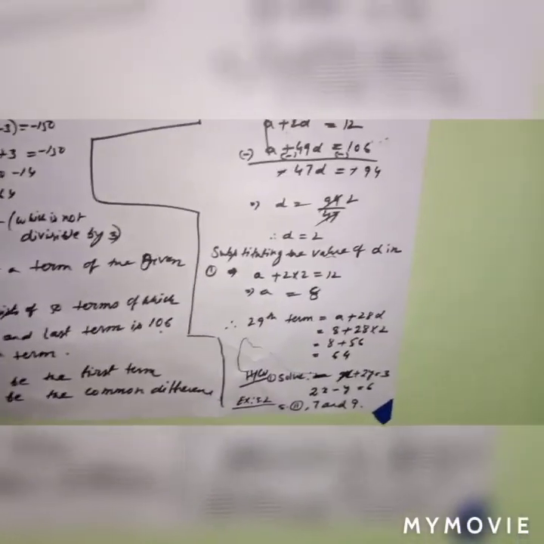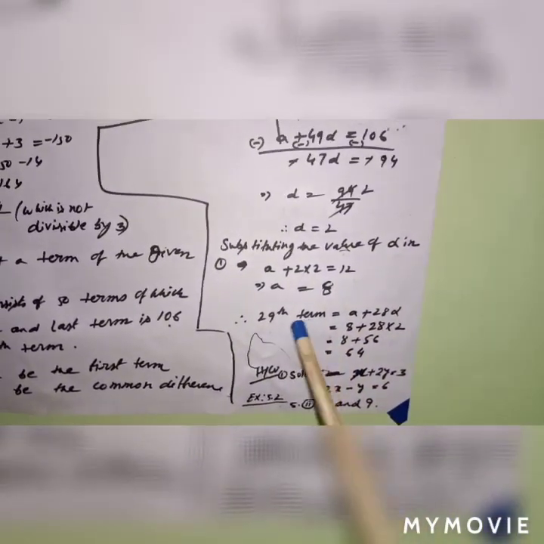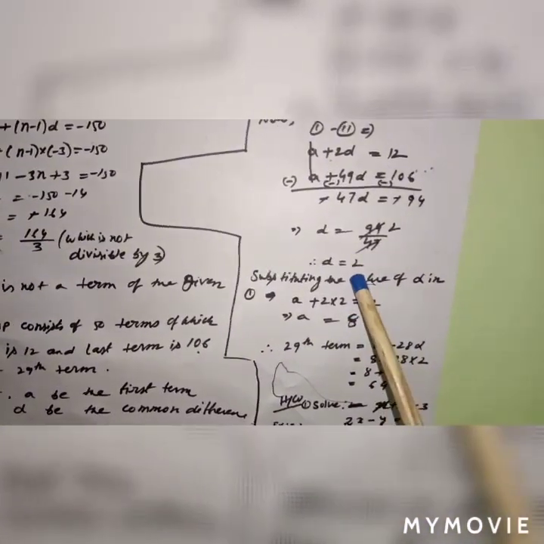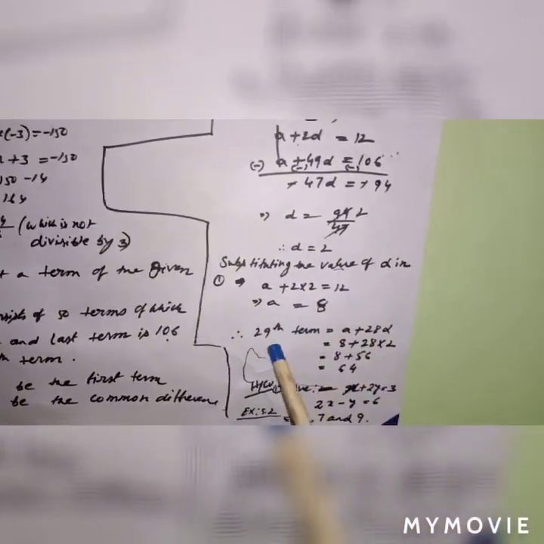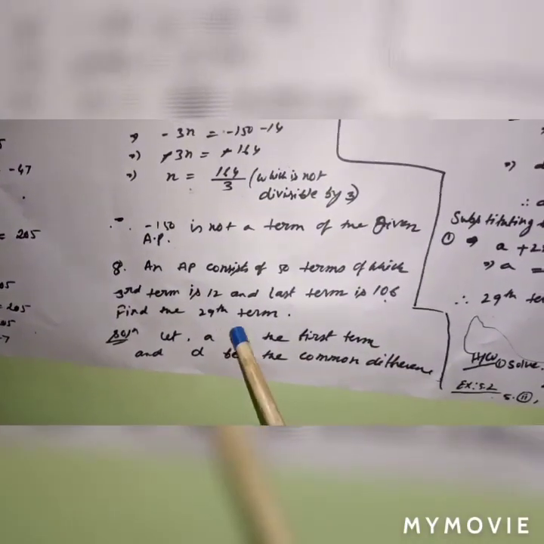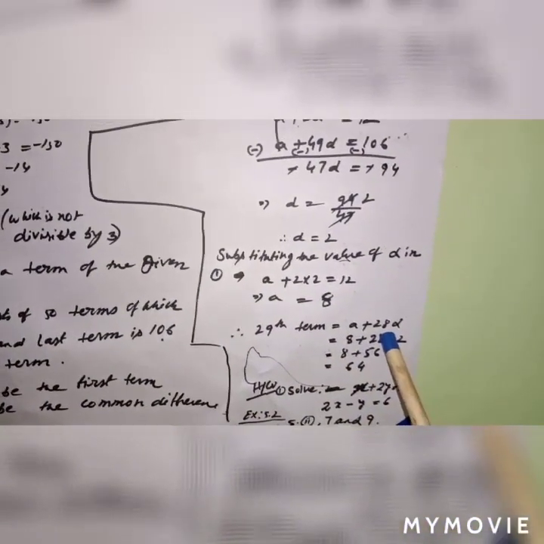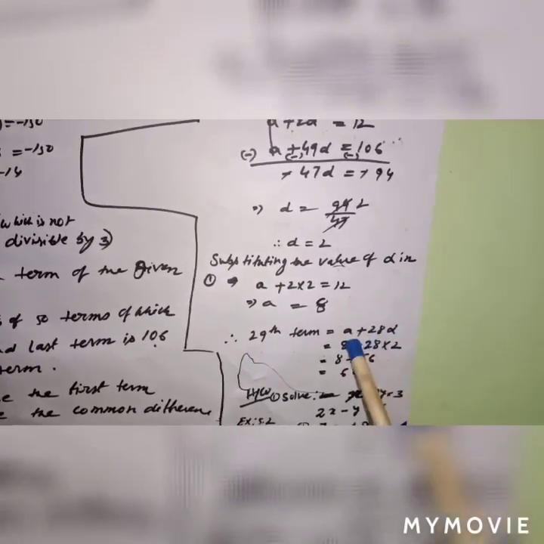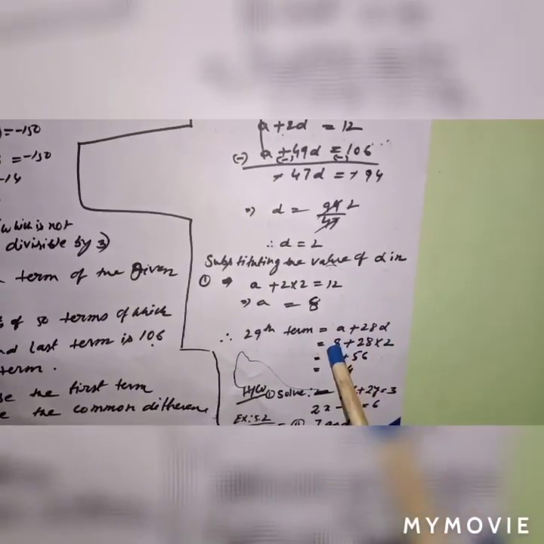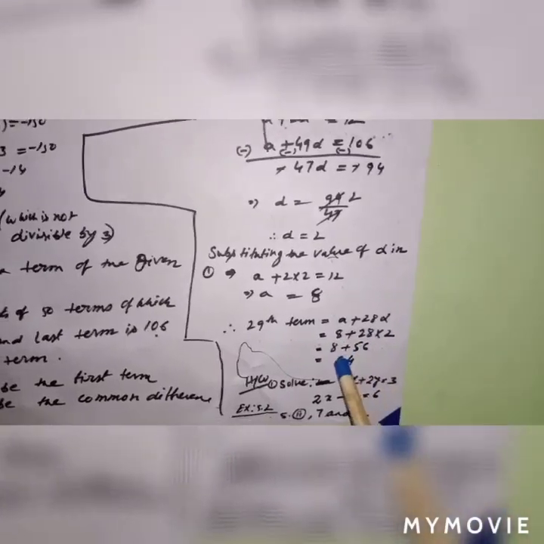After that, we need the 29th term. We already have the values of A and D, so now we can find any term. According to the question, I need to find the 29th term. So the 29th term is A plus 29 minus 1, that is, A plus 28D. So 8 plus 56, that is 64. I hope all of you understood.